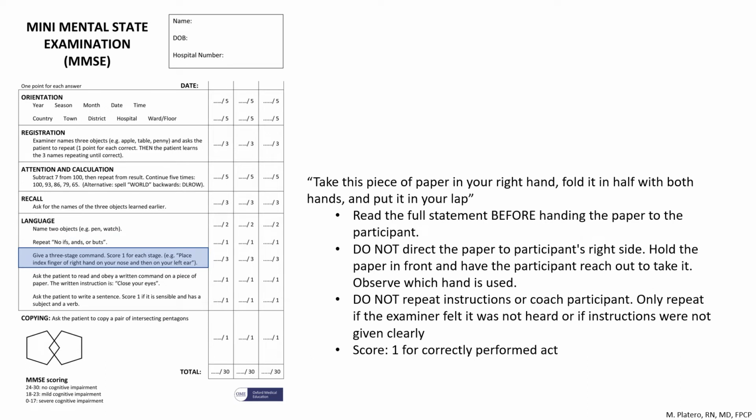The left side of your screen, highlighted in blue, is an example of a three-stage command. One more common example is this three-stage command. Take this piece of paper in your right hand, fold it in half with both hands, and put it in your lap. Read the full statement before handing the paper to the participant. Do not direct the paper to the participant's right side. Hold the paper in front and have the participant reach out to take it. Observe which hand is used. Do not repeat instructions or coach the patient. Only repeat if the examiner felt it was not heard or if instructions were not given clearly.